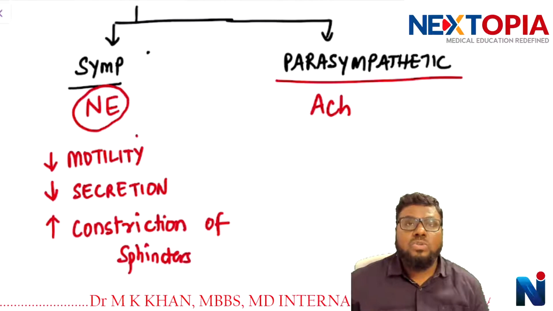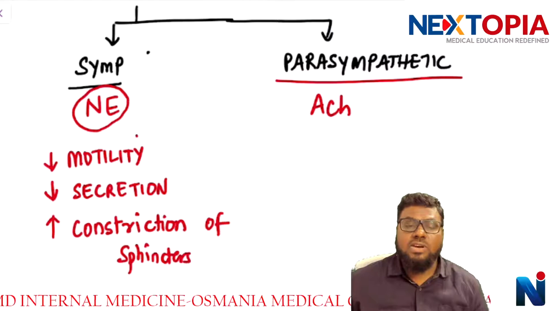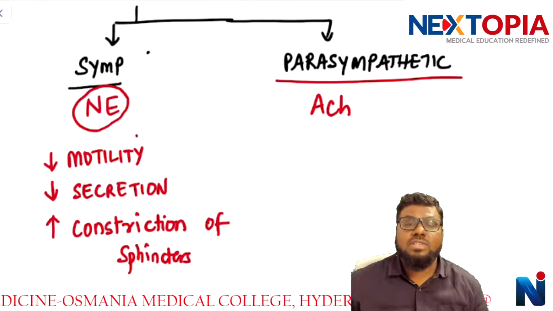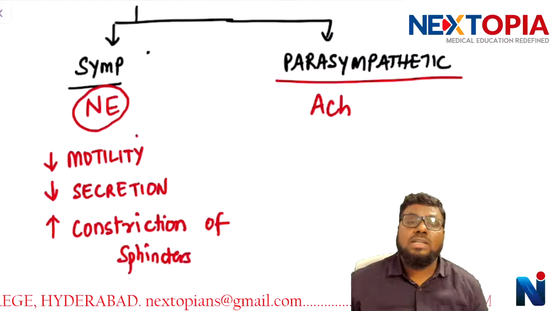All right. So overall, if you see the sympathetic nervous system, is it slowing the activity of GI tract or is it fastening the activity of GI tract? It is slowing the activity of the GI tract.